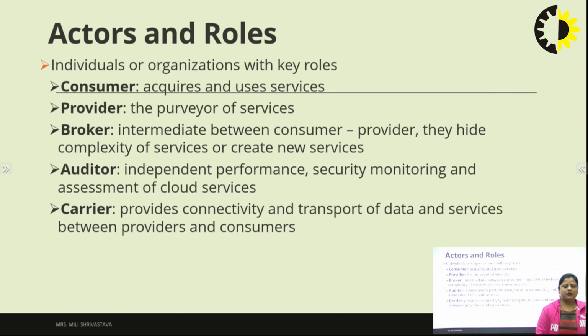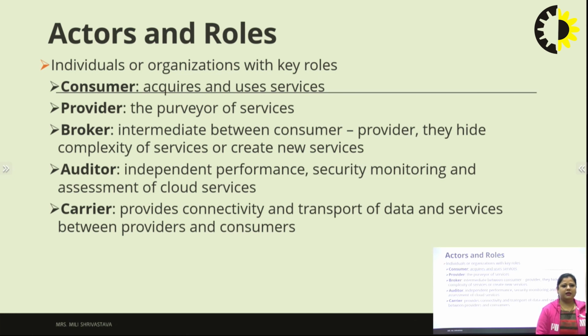For example, AWS, Amazon Web Services, Google Cloud, IBM Cloud, Alibaba. There are so many services which are deployed in cloud services.